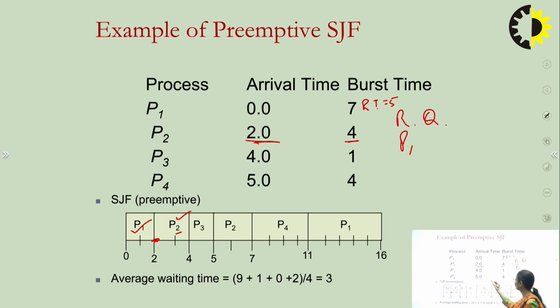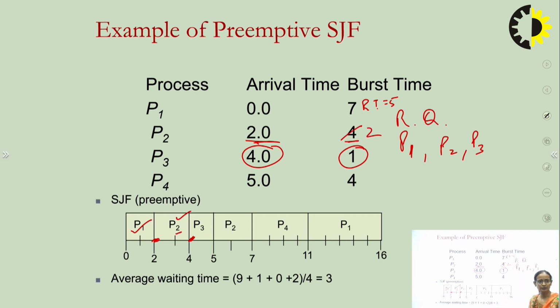But at 4, what is happening? A new process comes into the ready queue, that is P3. So, P1 is there, then we have P2, and after it P3 has entered. At unit 4, its requirement is 1. The remaining time for the P2 process is 2. Which is shorter? P3 is shorter, so it will get the chance to be executed. Its burst time is 1.